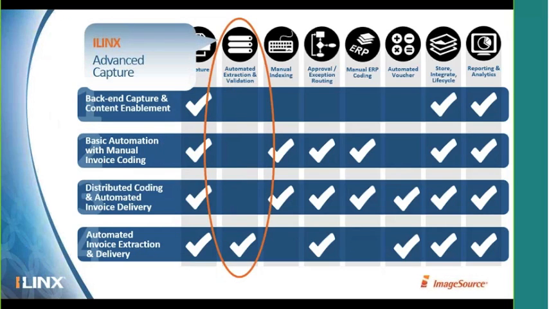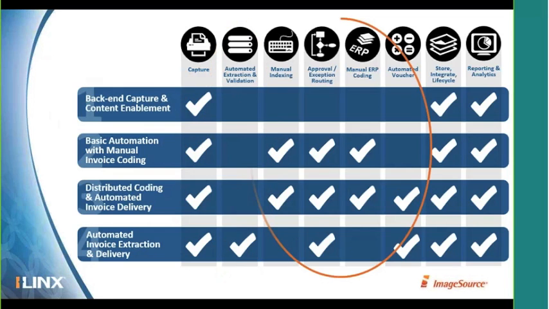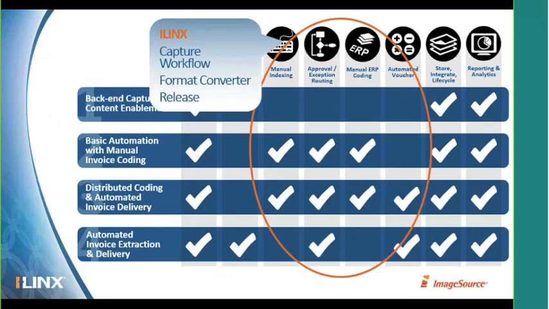iLinks Advanced Capture is the technology that performs the automated document classification and data extraction for all of your invoice header and line item information. And iLinks Capture workflow is the engine that orchestrates and animates your business process. And this would be doing things like routing for indexing and approvals, matching, doing your coding, your exception processing, and all other aspects of your business processing. And that can extend well beyond AP. It doesn't have to just be within your accounts payable solution.